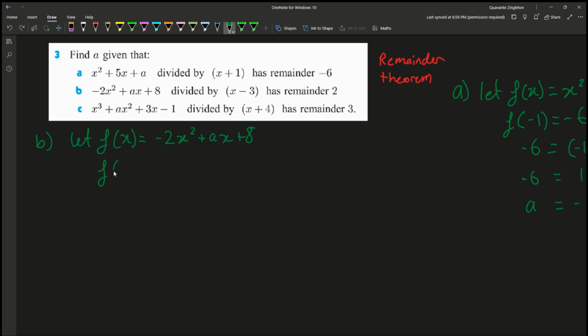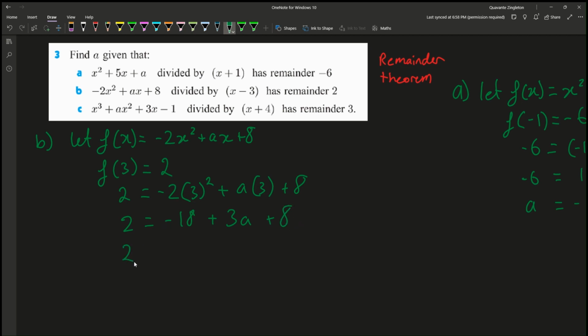So we put in here f of 3, and our remainder is 2. So f of 3 equals 2. I'll just put the 2 on the left-hand side. 2 is equal to negative 2 times 3 squared plus a times 3 plus 8. Using order of operations, you'd work with the indices first. So that would be negative 2 times 3 squared. 3 squared is 9. Negative 2 times 9 is negative 18. Plus 3a, because a times 3 is 3a, plus 8.